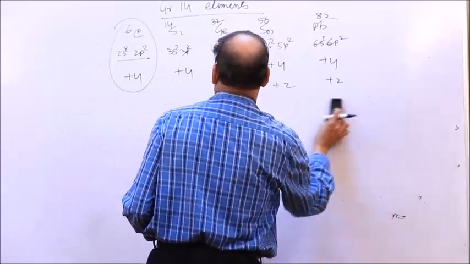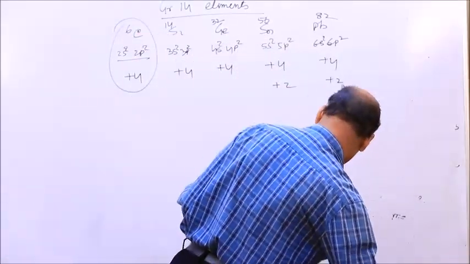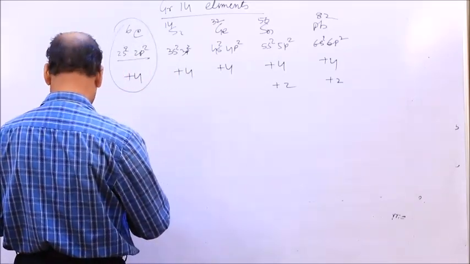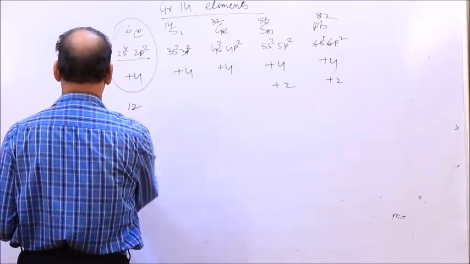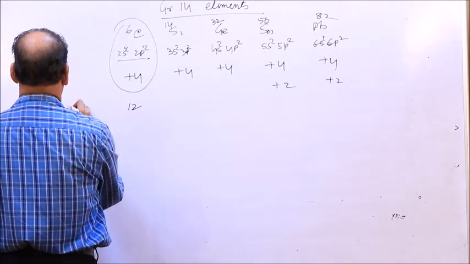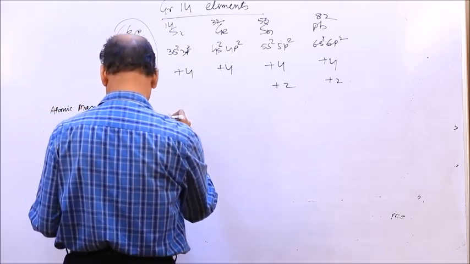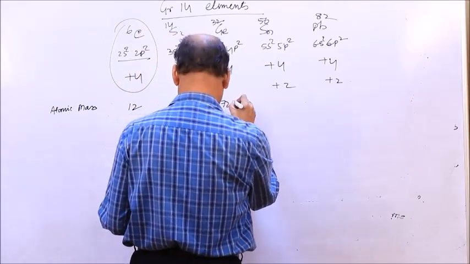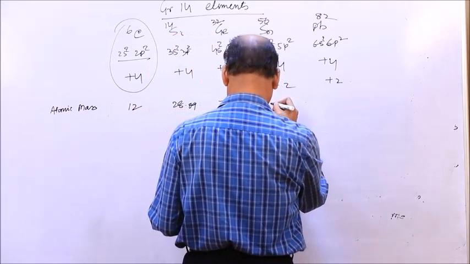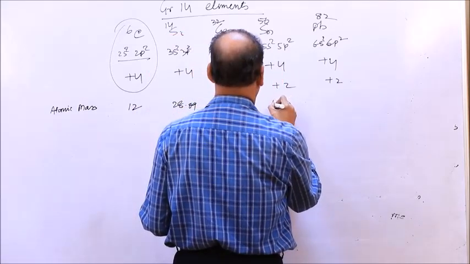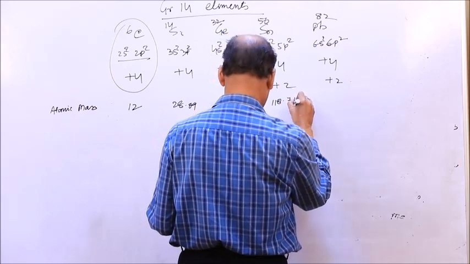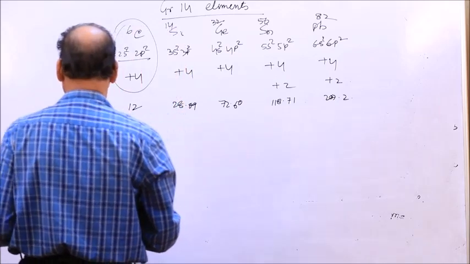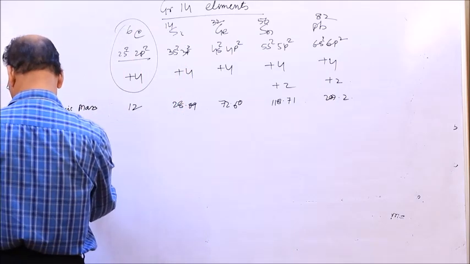Then the atomic mass is 12, 28.09, 72.60, 118.71 and 207.2.